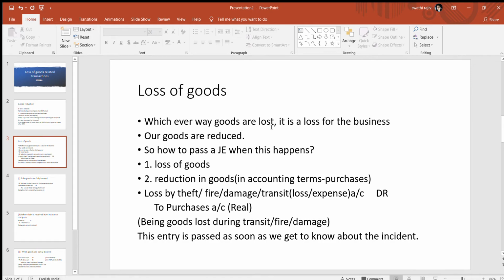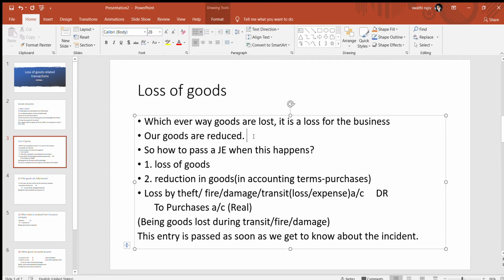Whichever way goods are lost, it is a loss for the business. You asked for 10,000 worth of goods, and right now you are receiving only 6,000 worth of goods. This 4,000 is a loss for the business. Your goods are lost and it is an extra expense as well. So the journal entry will involve loss of goods and reduction in goods. We never use the terminology goods in accountancy unless it is closing stock.